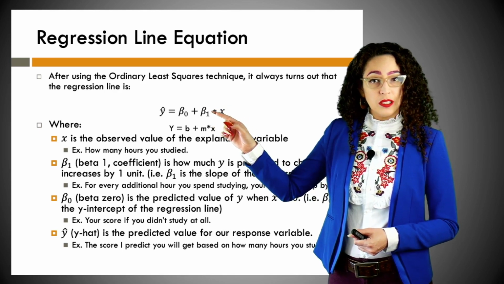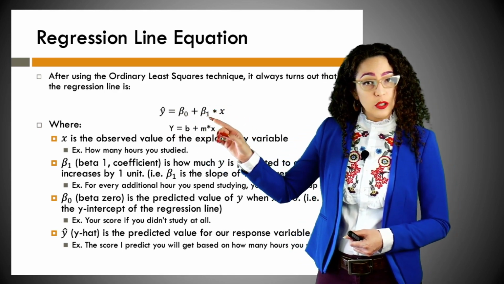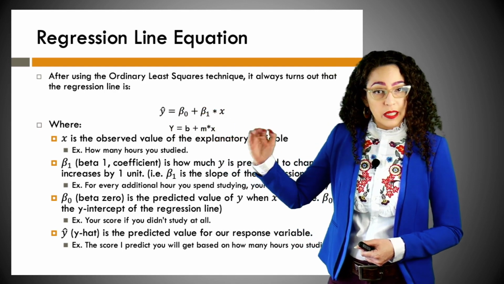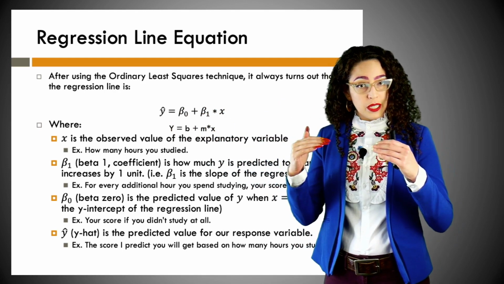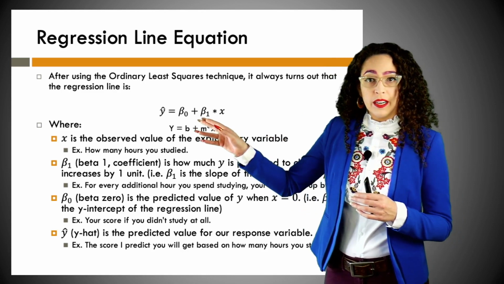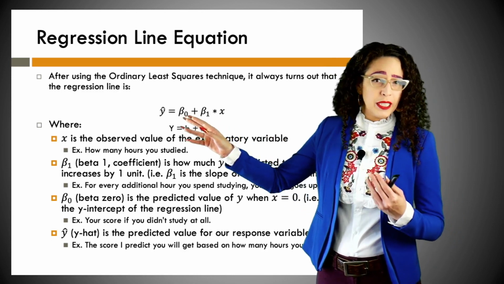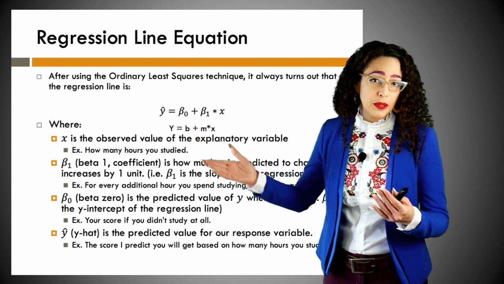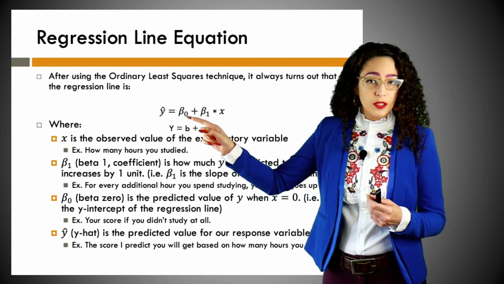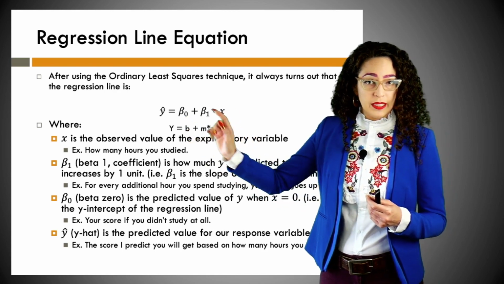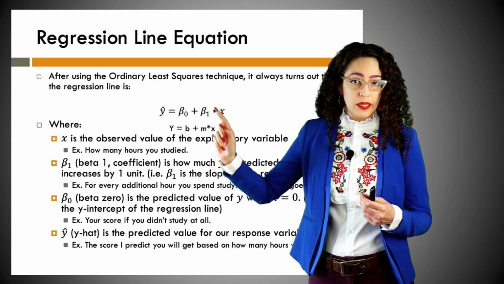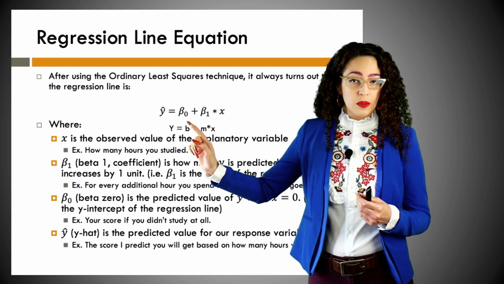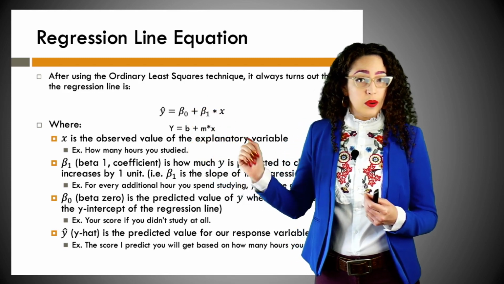This is how much your predicted score is going to go up for every increment of x. So if you study 1 additional hour, how many more questions are you going to get correct? Then our beta naught, or beta sub 0, whatever you'd like to call it, it's also the y-intercept. This is your score if you did not study at all, basically. If this part of the equation was gone, so if you studied 0 hours, this would be 0. This would be your score if you had an x value of 0.